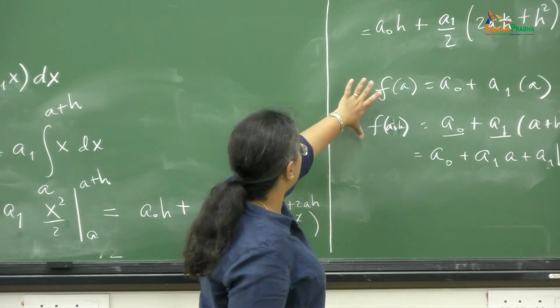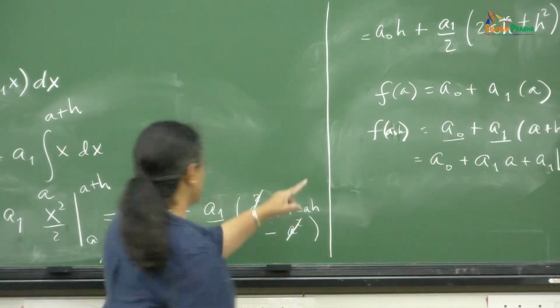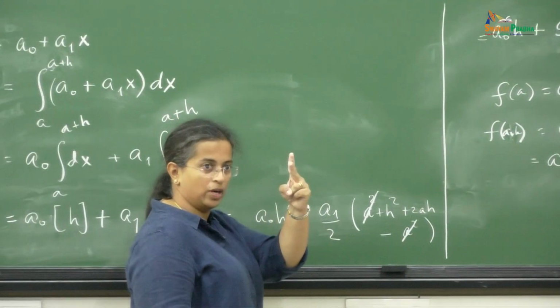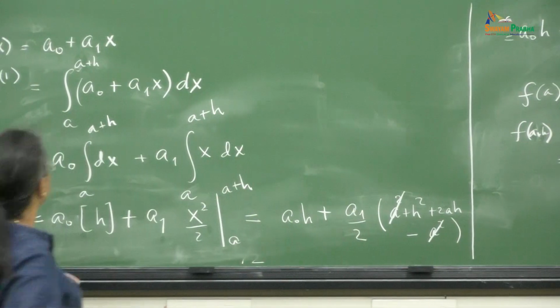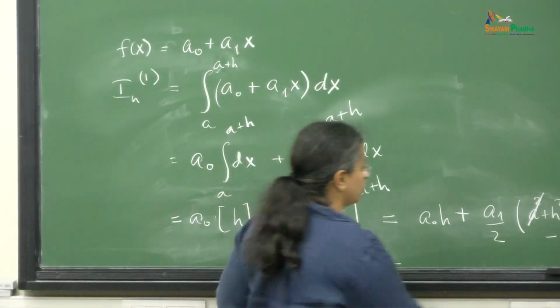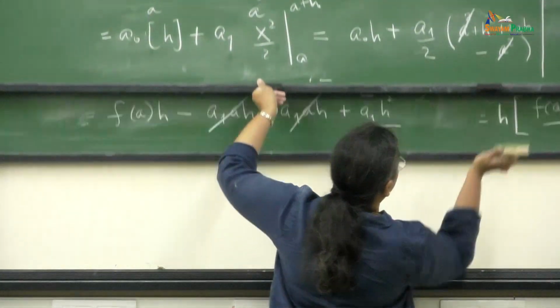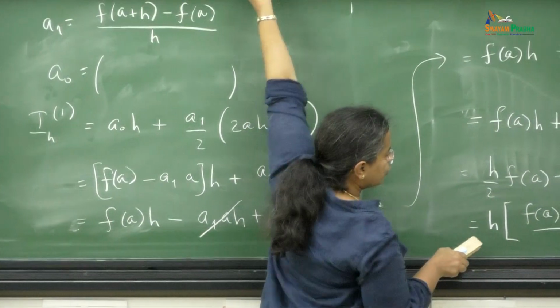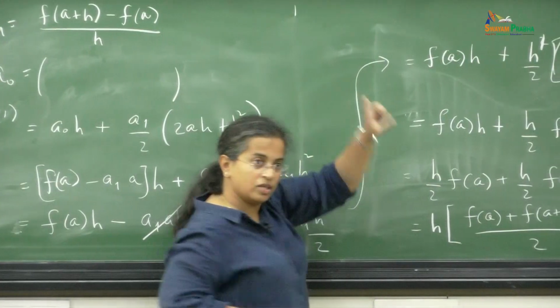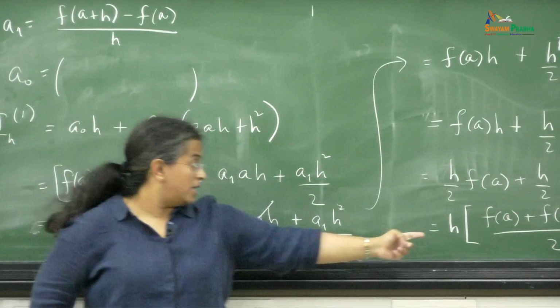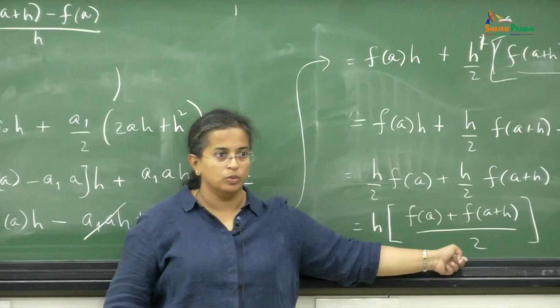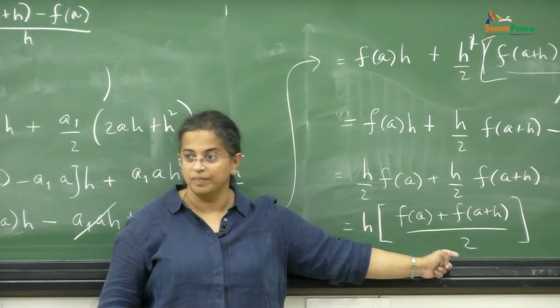All right. So, then you have f of a plus h. You solve because two equations, two unknowns. Your two unknowns are a0, a1. All right. You find that and you see this nice rule come up. So, what is IH1? IH1 is h, which is this breadth, times f of a plus h by 2. That is the area of the trapezoid.